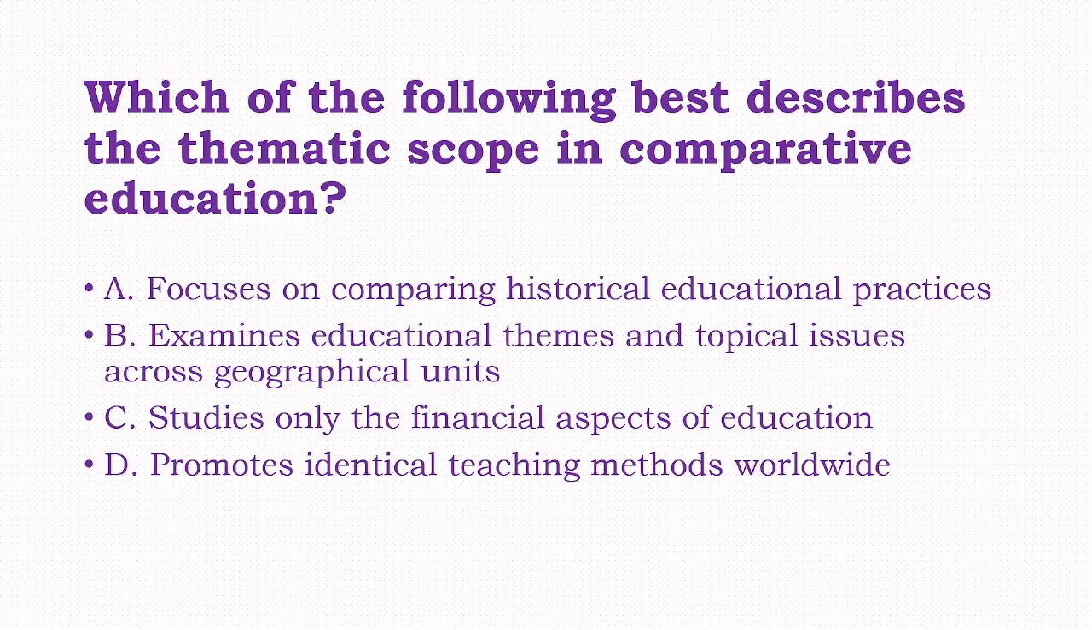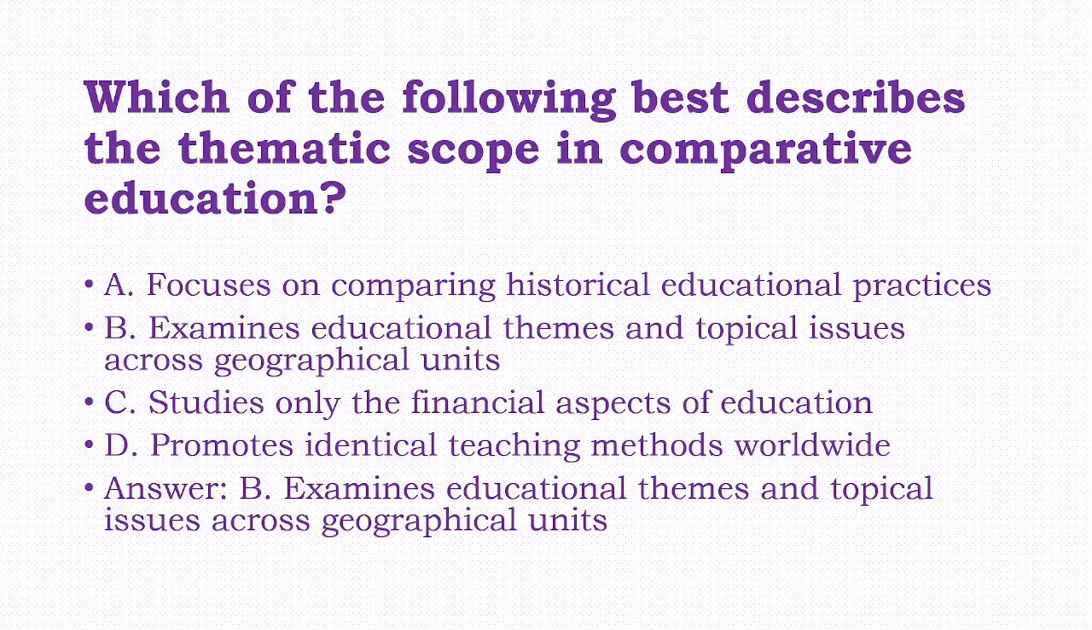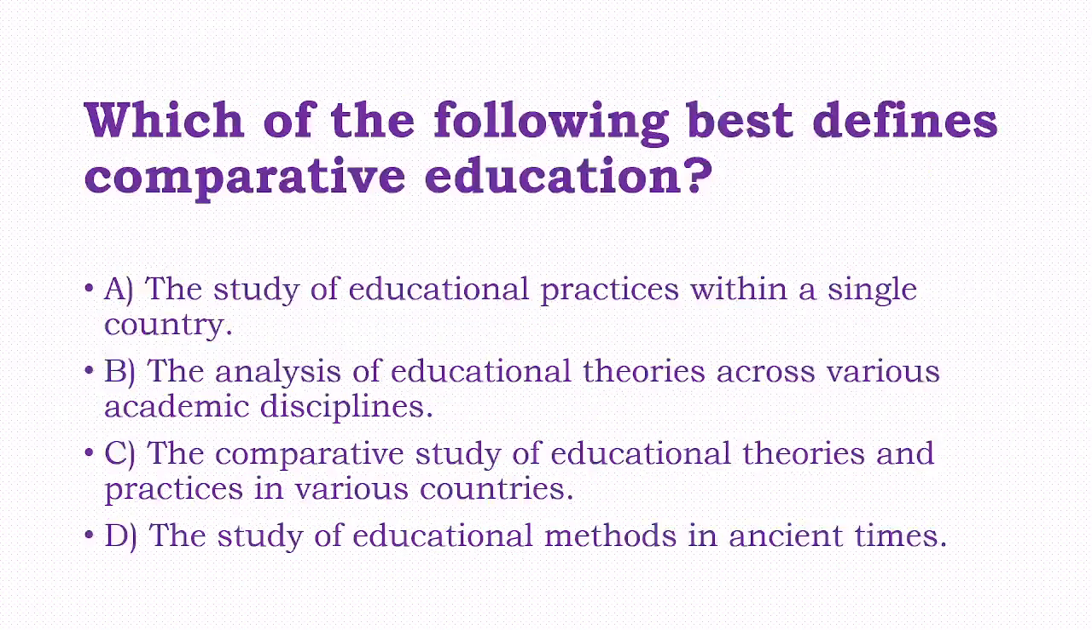Which of the following best describes the thematic scope in comparative education? Options: focuses on comparing historical educational practices, examines educational themes and topical issues across geographical units, studies only the financial aspects of education, promotes identical teaching methods worldwide. The answer to this question is option B, that is examines educational themes and topical issues across geographical units.